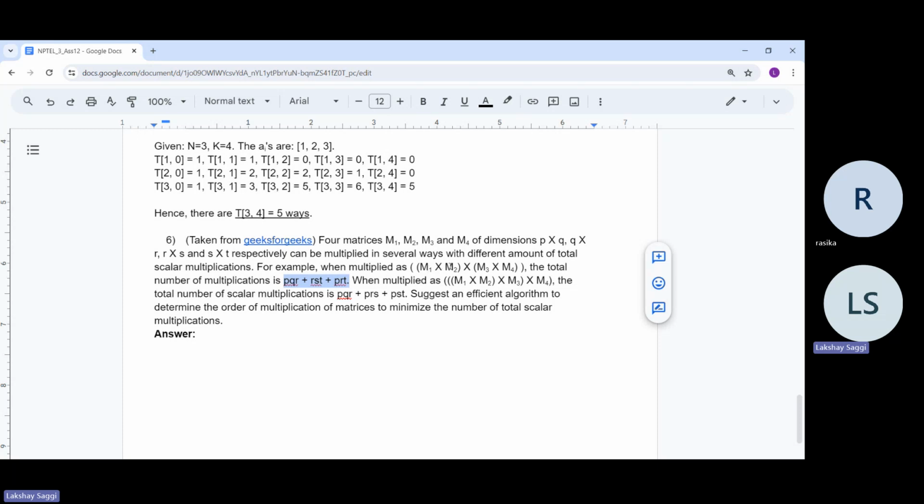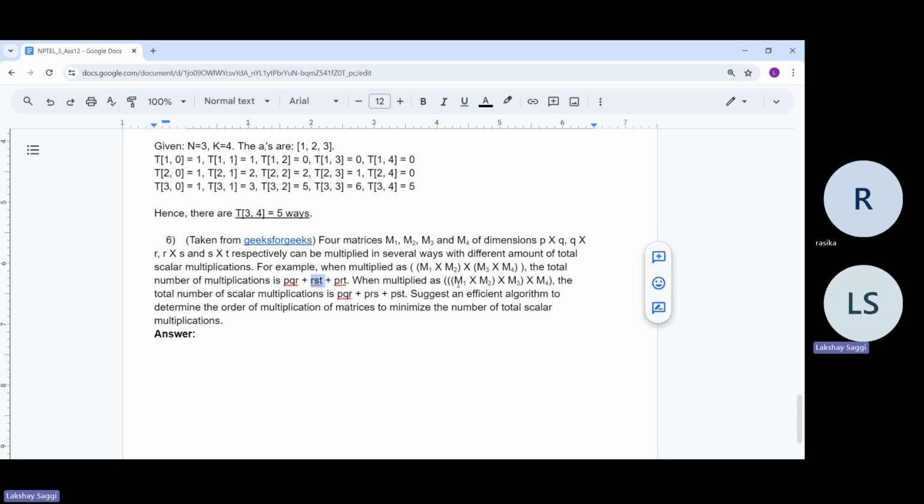First, we'll have to multiply M1 cross M2. So we'll have to multiply a matrix of P cross Q with a matrix of dimension Q cross R. And this takes P times Q times R time. This is something we already know from high school algebra: suppose we are given two matrices A cross B and B cross C, then multiplying those will take A into B into C time. So multiplying these two matrices takes PQR time. Similarly, M3 and M4 multiply together. M3 has R cross S, M4 has S cross T. So this will take RST time.